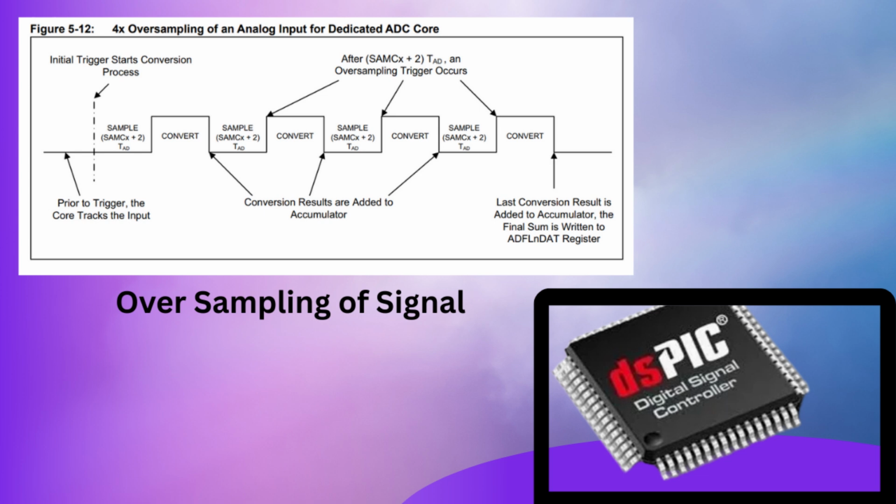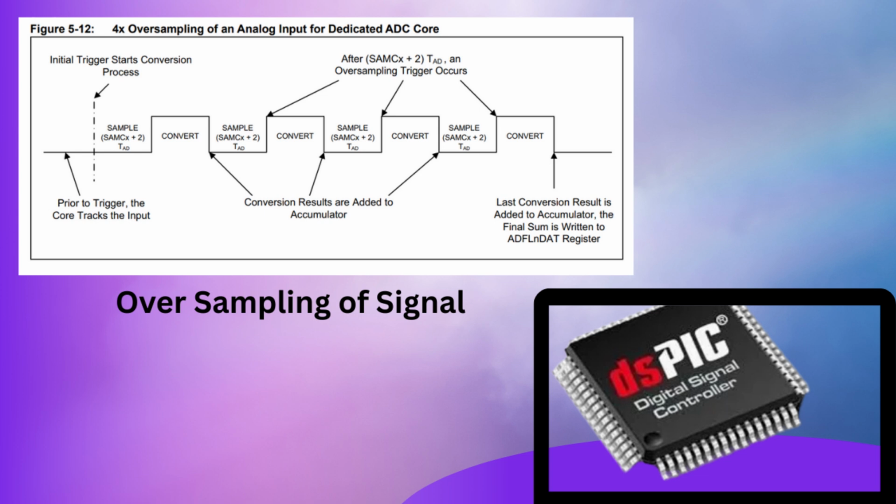Oversampling of signal is another feature introduced in the new series of dsPIC. What it does is accumulate a few samples. This image shows that 4 ADC conversions are all added and stored in the register. You can choose the number of samples to convert and add. So this will work as a low pass filter.